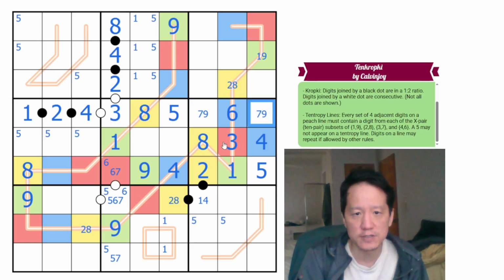This can't be 6, this can't be 6. This has to be the 6, which makes this a 7, which makes that 6. So this is blue. This has to be a 3.